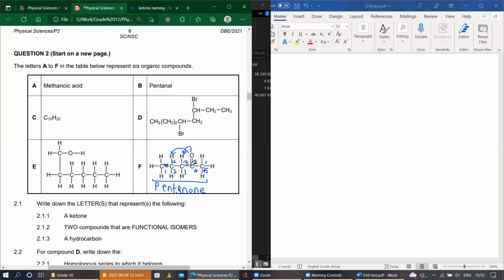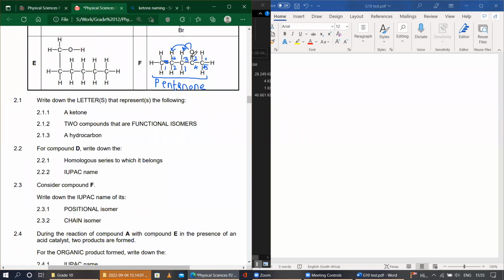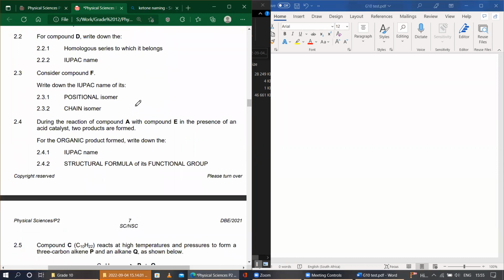But if you move it from carbon number 4 to carbon number 3, that's a new isomer. So that's how the positional isomer is gonna be found. So you're gonna move this to carbon number 3, and after that, write down its IUPAC name. Do you think you can do that?